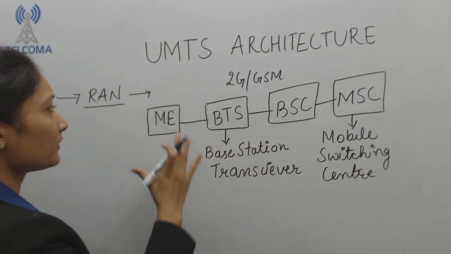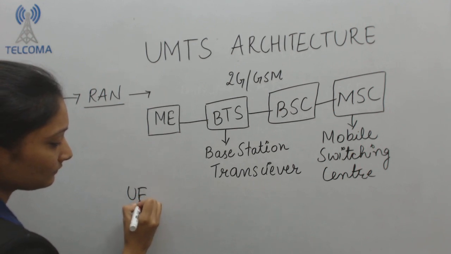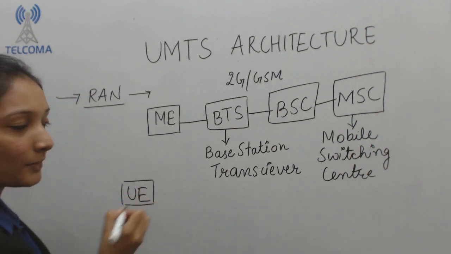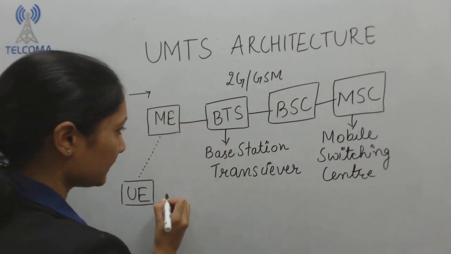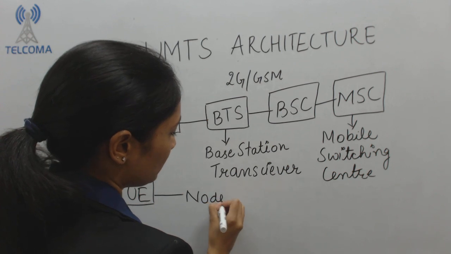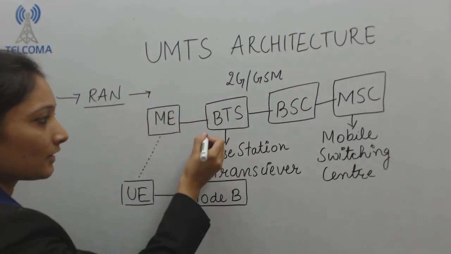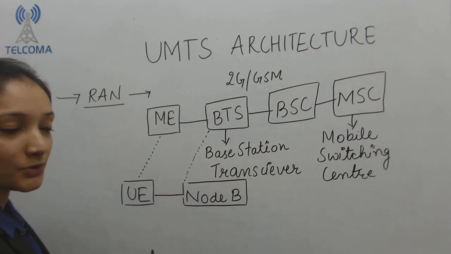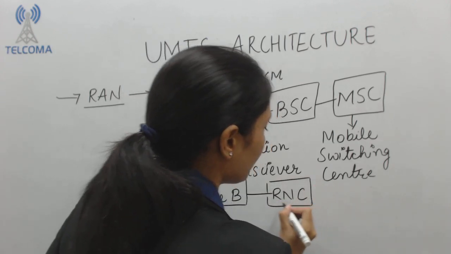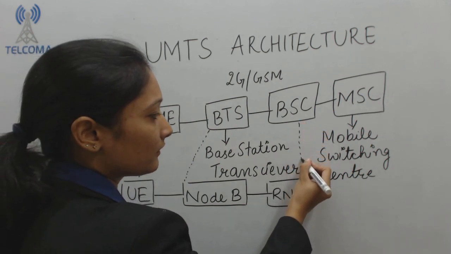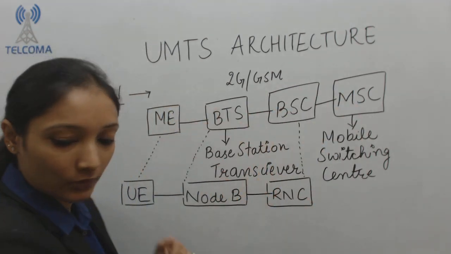Now if we talk about the third generation network, which is UMTS, it simply has user equipment. This is like our mobile equipment in the GSM network. Then we have Node B in 3G systems. This is like the BTS of our 2G systems. Then we have RNCs, radio network controller, like our BSC.